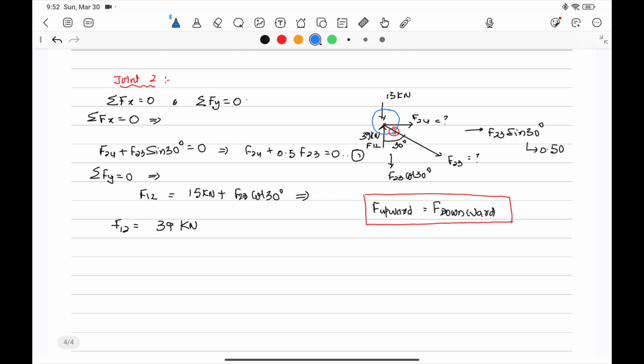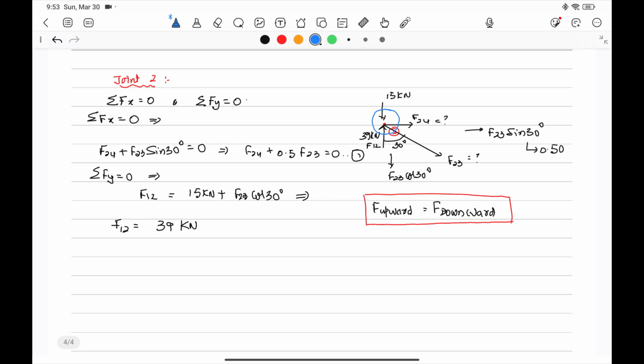Sigma Fy is equal to 0 means sum of the upward forces is equal to sum of the downward forces at the joint. Sum of the left hand side forces is equal to sum of the right hand side forces. That is in the x direction. I am taking a 2D truss only, resolving the forces in the x direction and y direction only. Please try to understand this concept.